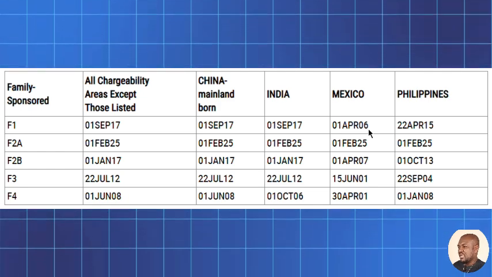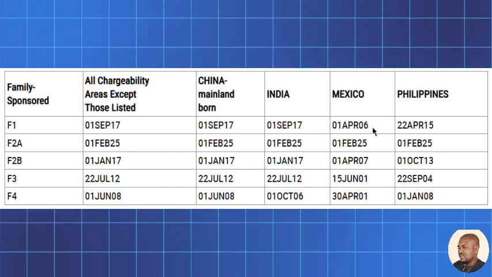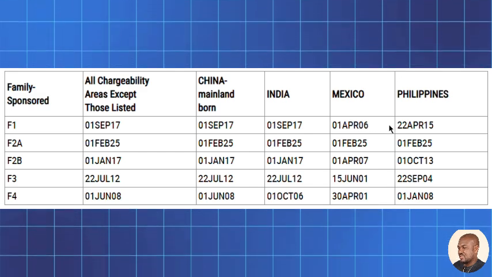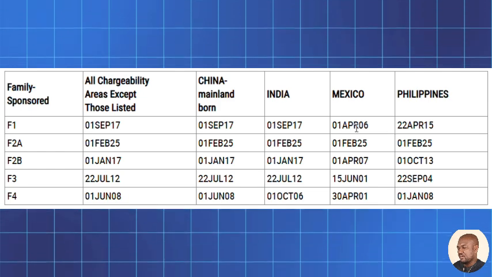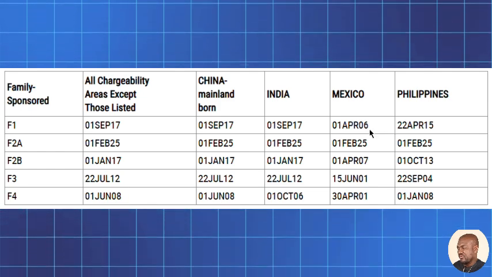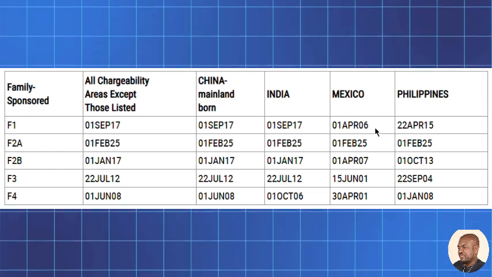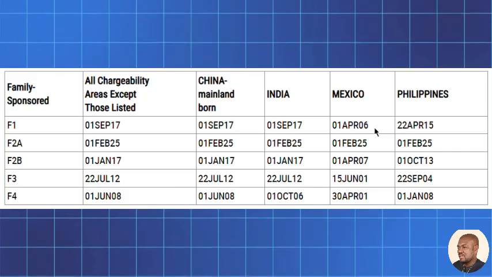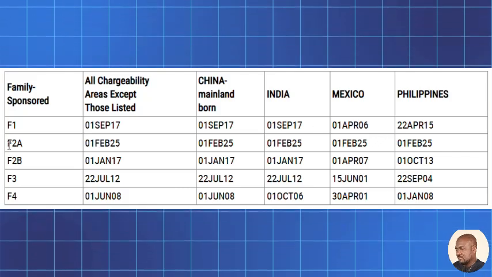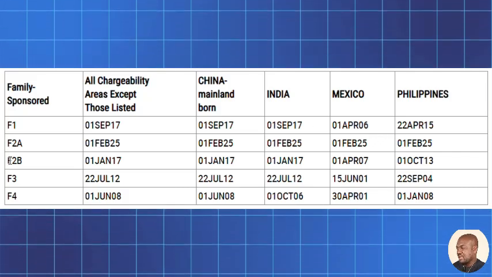But if the priority date, let's say, is November 1st, 2006, no, it's not current yet, because the cutoff date stops right here. So you're going to wait until they reach November 1st, 2006 before your priority date can become current. That's how you read the chart. You do the same thing for F2A, F2B, and F3.